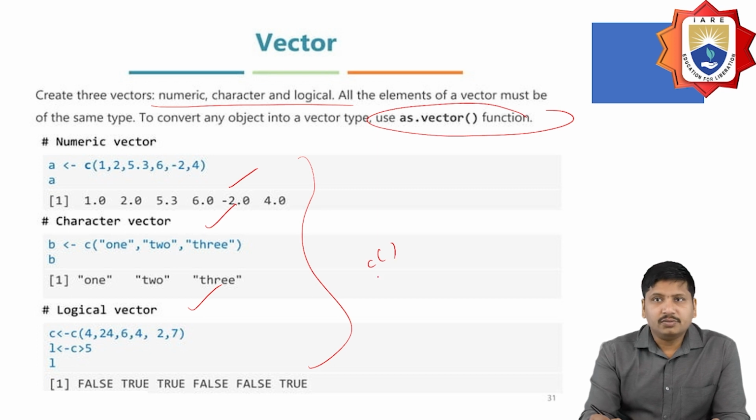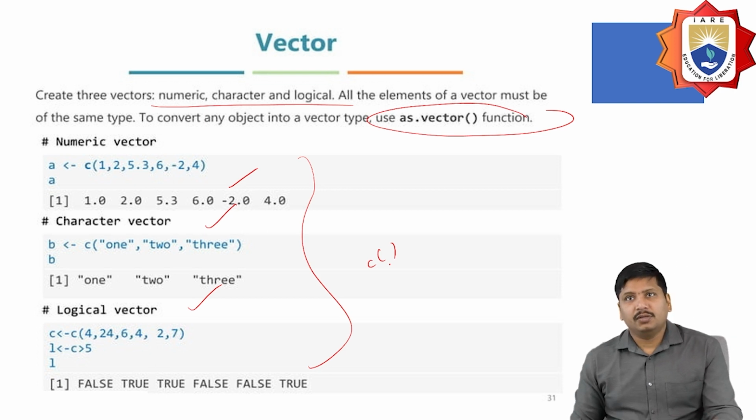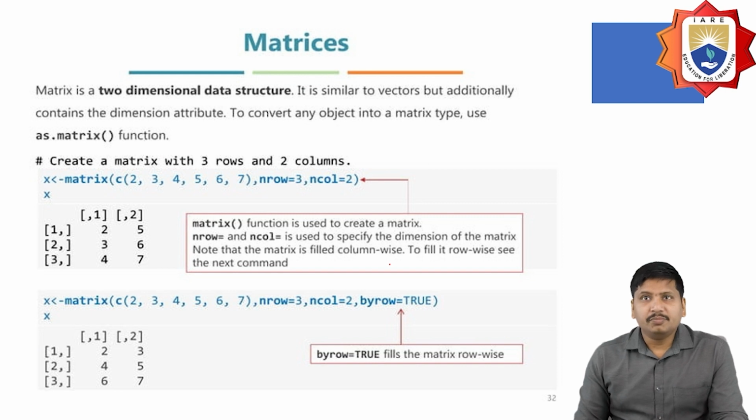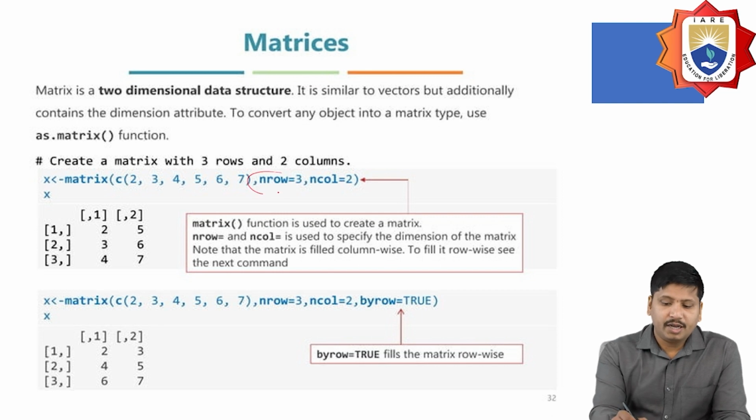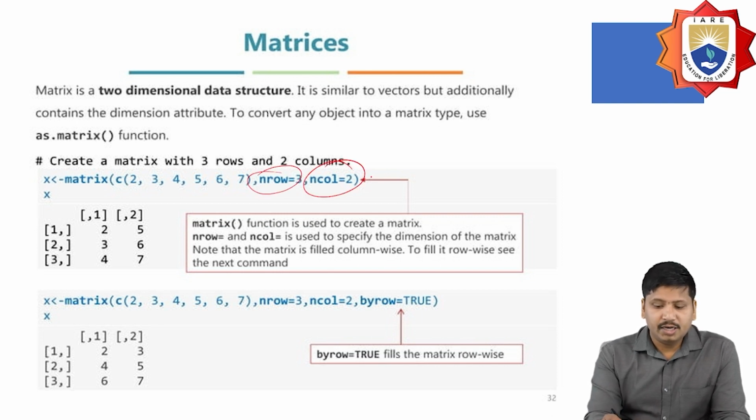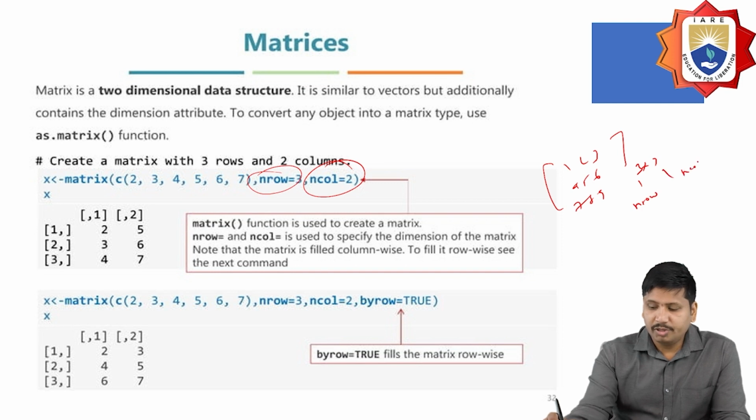In all these functions, we have to make use of the c function only. In this c function, I can combine both integers as well as strings. Next one is matrix. A matrix is a two-dimensional data structure which holds values. Additionally, I have to specify nrow and ncol, the additional attributes that specify the dimension of the matrix. If the matrix is of the form 3 by 3, this should be the nrow and this should be the ncol.